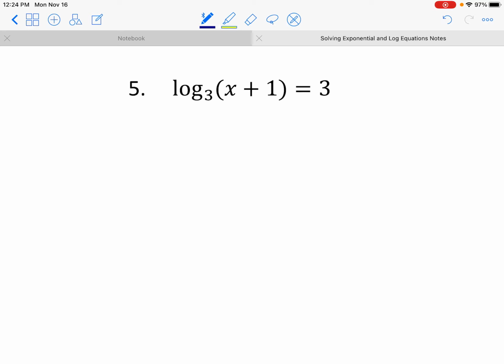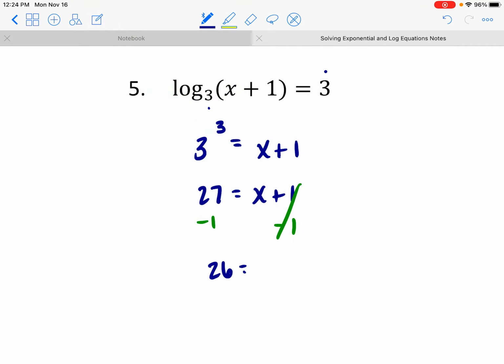All right, now number 5 looks a little more challenging because I put a little more in there, but same process. If I rewrite this, the base of 3 to the power of 3 equals the argument, which is, in this case, x plus 1. So 3 cubed on this side is 27. If I want to solve for x, it's just one extra step. Let me subtract 1 from both sides, which means x has to be equal to 26. No big deal, 26, okay?